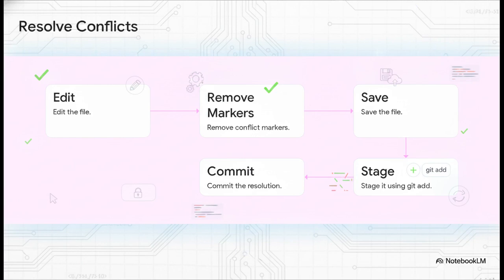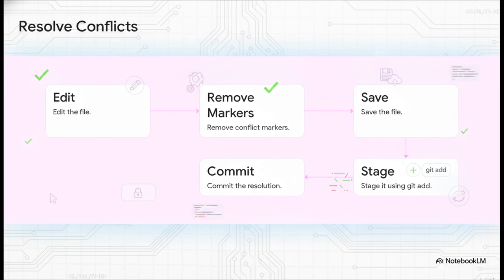Resolving them is just a simple 5-step process. Think of it as routine DevOps surgery. Step 1, open and edit the file where the conflict actually occurred. Step 2, manually remove those conflict markers that Git automatically dropped in there. Step 3, save the resolved file. Step 4, stage it using Git add. And finally, Step 5, commit the resolution.